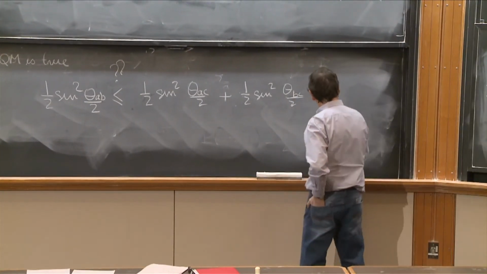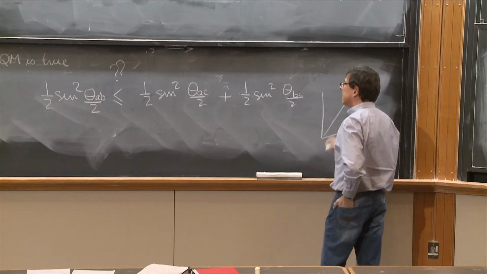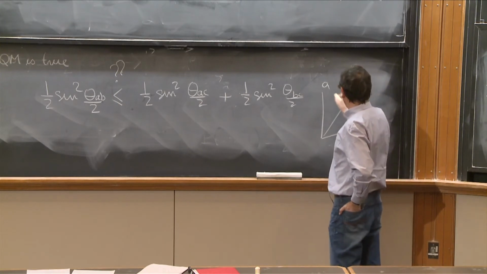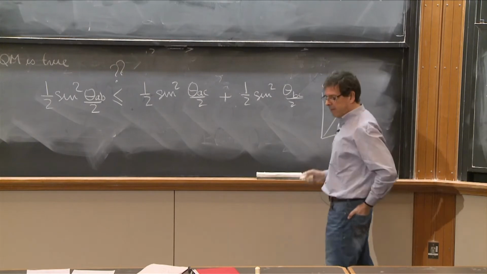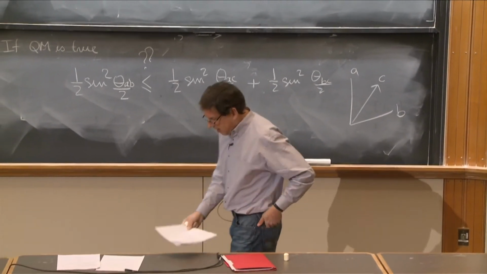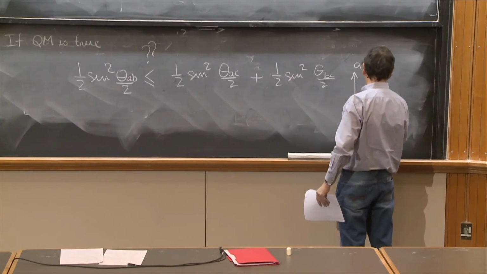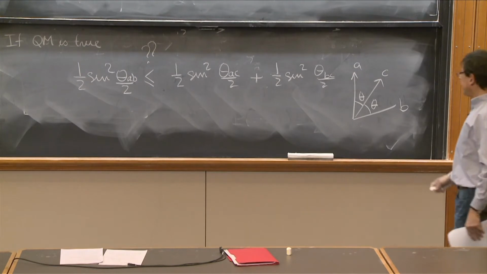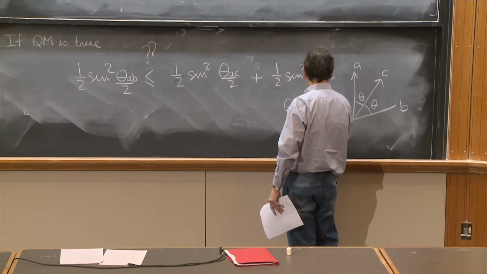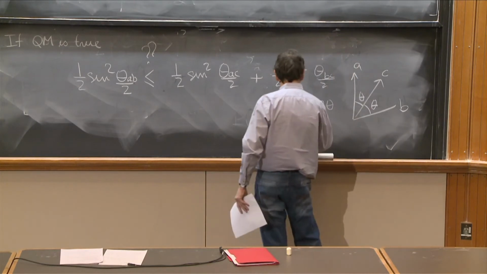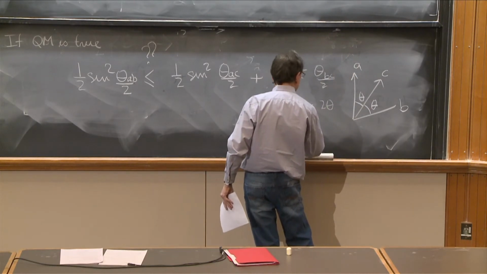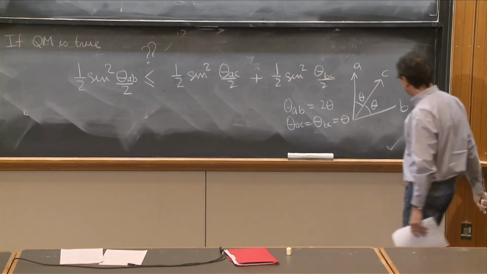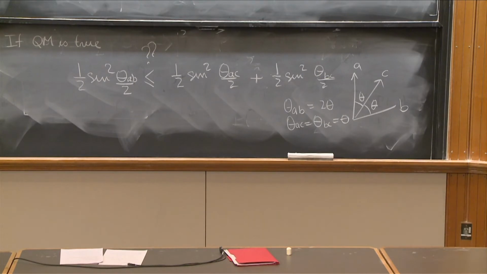So you choose 3 vectors like this, A, B, C. So C here, A here, and B here, I believe. Yep. So put an angle theta here, an angle theta here. And then what do you have? Theta AB would be 2 theta. Theta AC would be equal to theta BC equal to theta. That's a pretty nice, simple choice of angles.